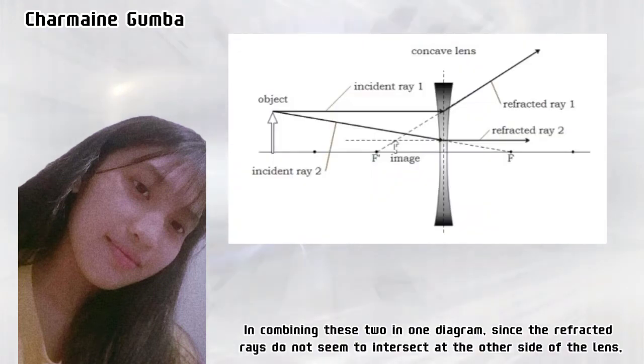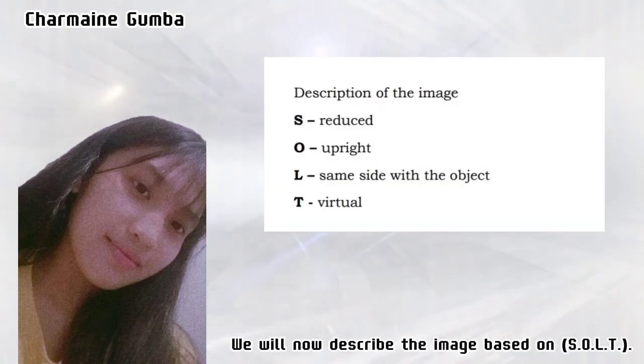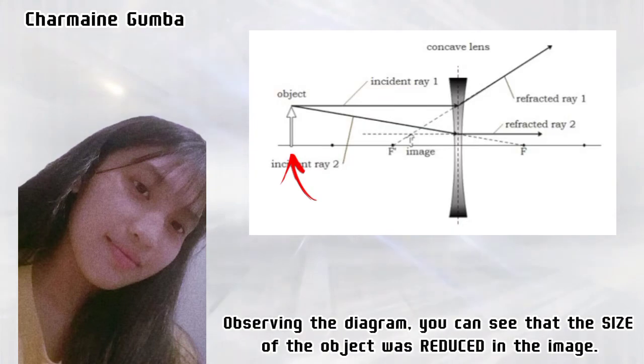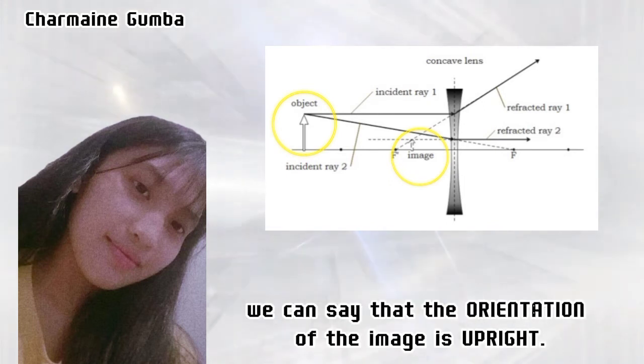In combining these two in one diagram, since the refracted rays do not seem to intersect at the other side of the lens, extending the line of the refracted rays backwards from an intersection, thus, an image is formed. We will now describe the image based on SOLT. Observing the diagram, you can see that the size of the object was reduced in the image. Look, the position of the image is the same as the object. Therefore, we can say that the orientation of the image is upright.